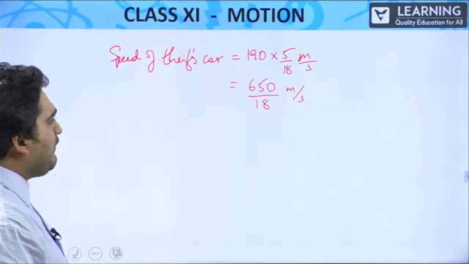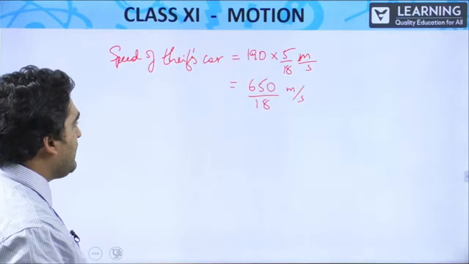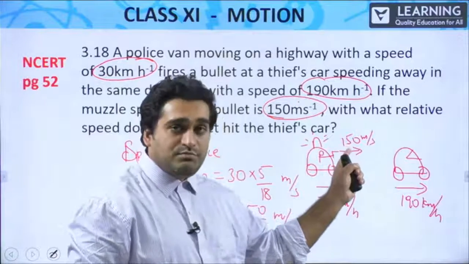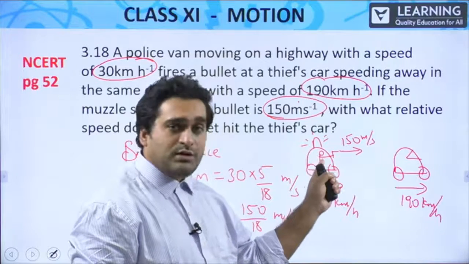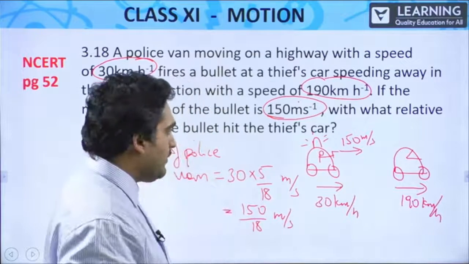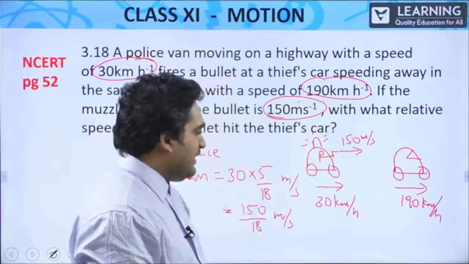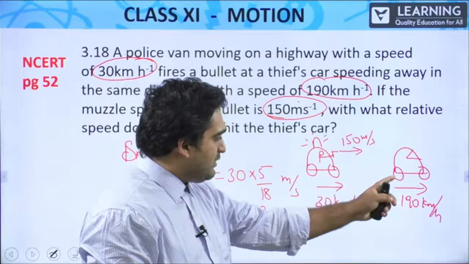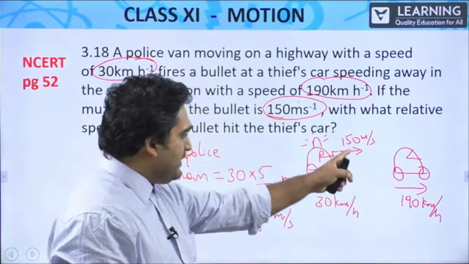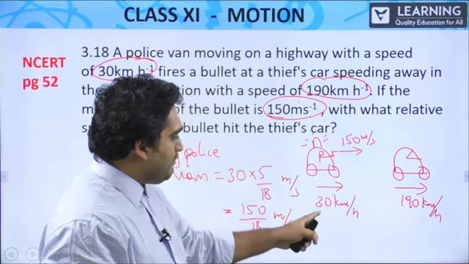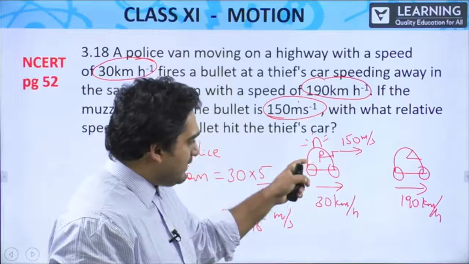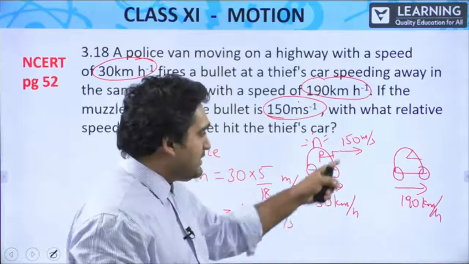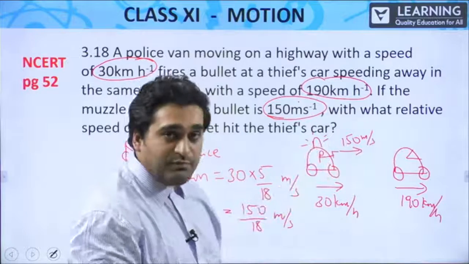So now that we have all of them in meter per second, next let us find the relative velocity of this bullet with respect to the policeman, which is again 150. That is no issue. Now the velocity of the bullet with respect to the thief's car would be the combination of 150 plus 30, because the policeman himself is moving at 30 km per hour, plus he fires a bullet of 150 meter per second.